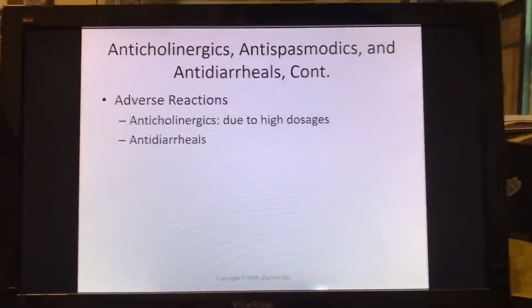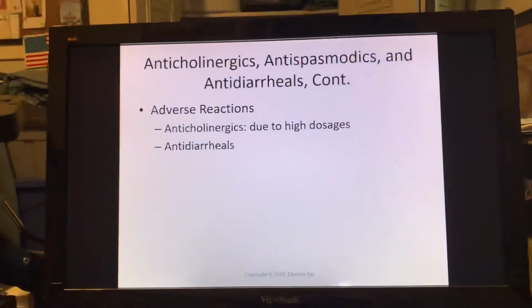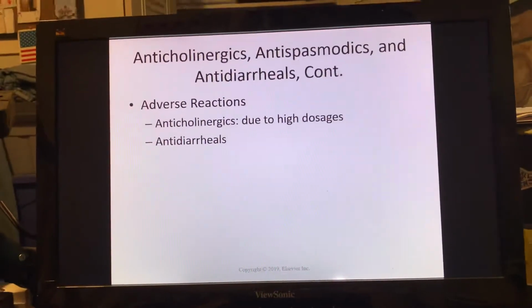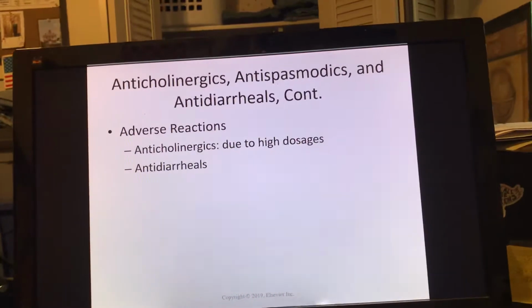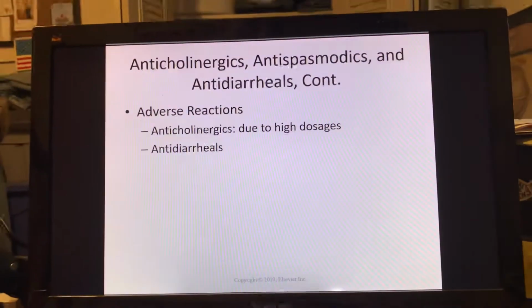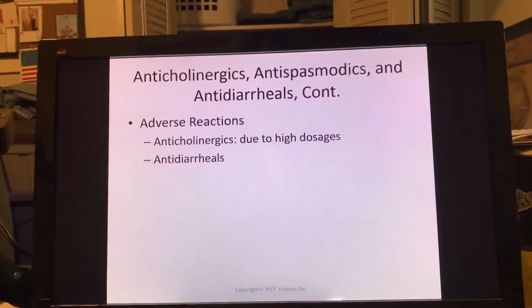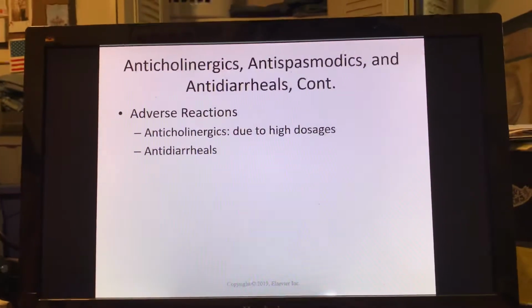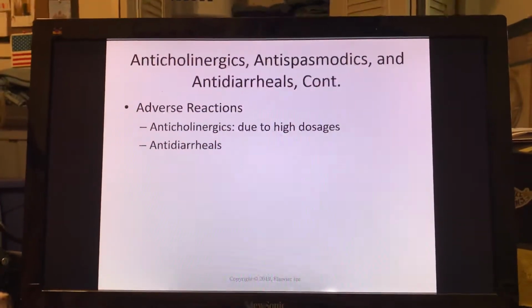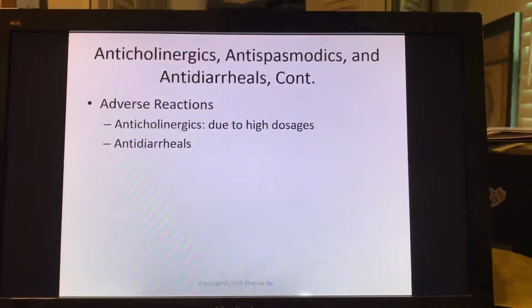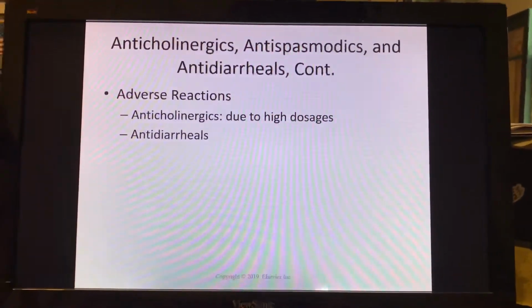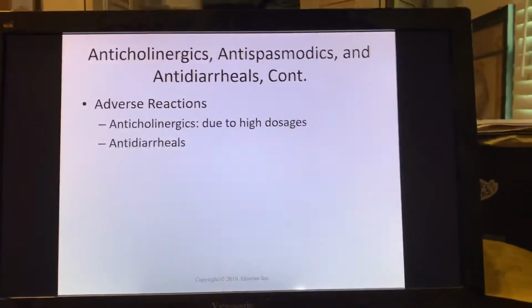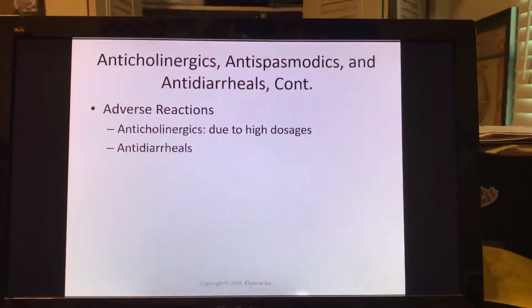The adverse reactions are going to be your anticholinergic reactions due to the high dosages of the anticholinergics. Everything that anticholinergics cause, blurred vision, dry mouth, urinary retention, increased blood pressure, increased heart rate, they're going to be caused because of taking these medications. And antidiarrheals can cause side effects as well.